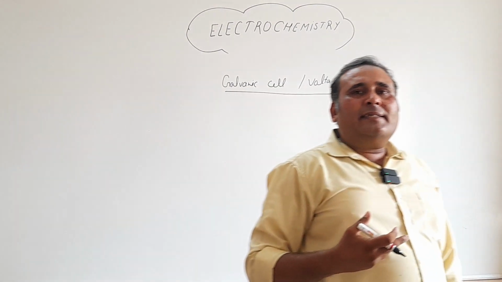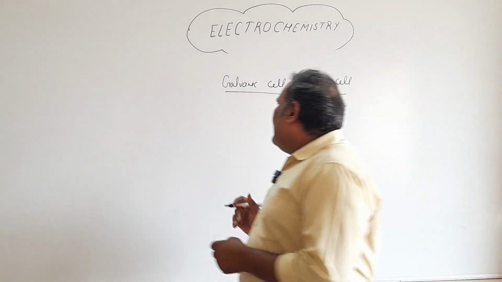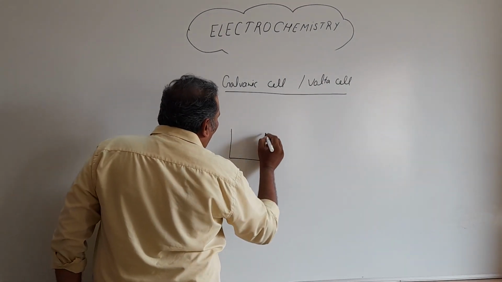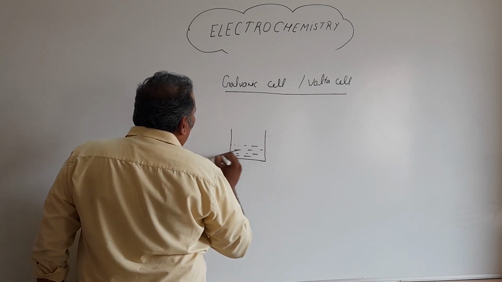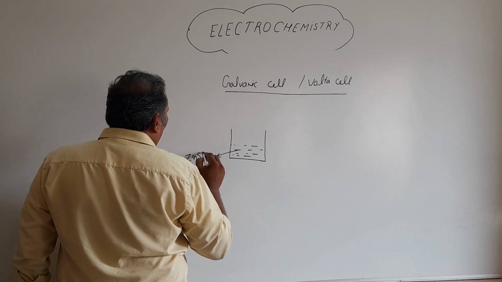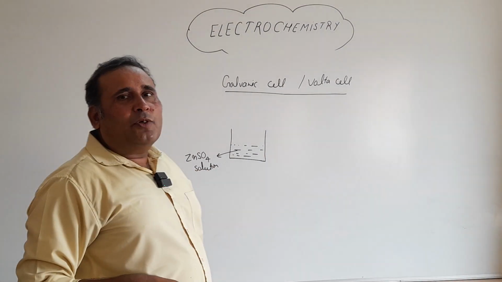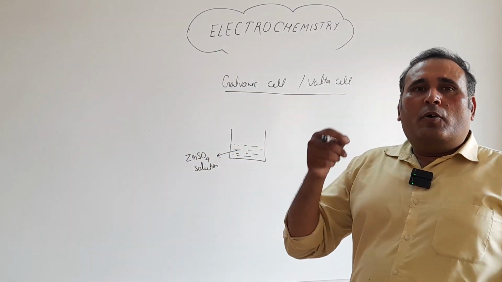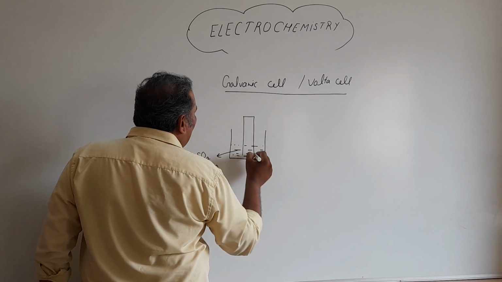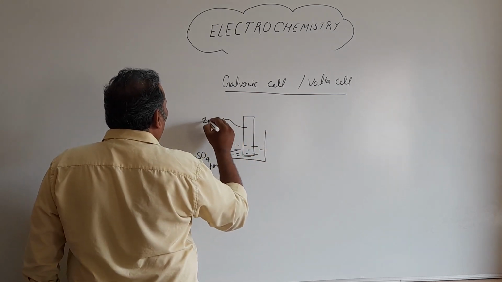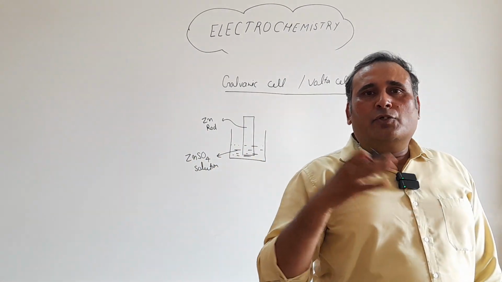To understand galvanic cell or Volta cell, first of all, we have to understand the construction of this cell. Let's say we have a beaker or a vessel. In this vessel, we fill zinc sulfate solution. In this zinc sulfate solution, a rod or plate of zinc is present. So a zinc plate, or you can say zinc rod, is dipped in zinc sulfate solution.